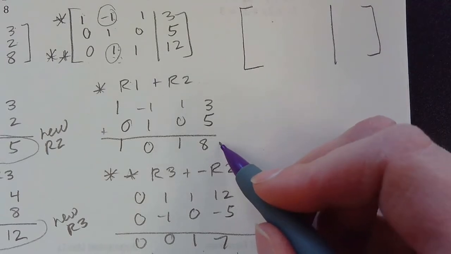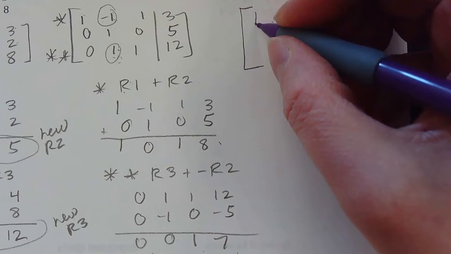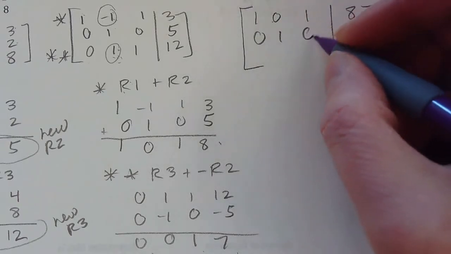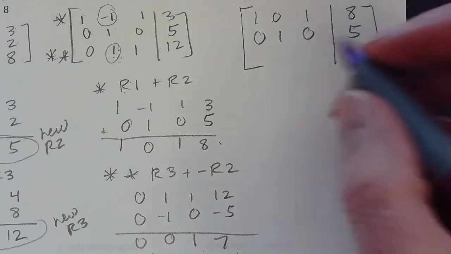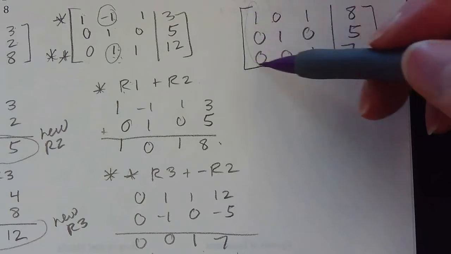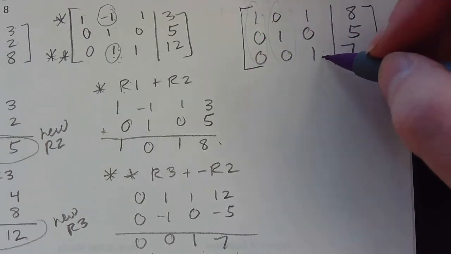So this was my new row 1 because it's my 1-star work. I had 1 star in my first row. So my first row is 1, 0, 1, 8. My middle row I did not change. It was already done. And my last row is 0, 0, 1, 7. So my first column is all set. My second column is all set. In my third column, my last row is okay.